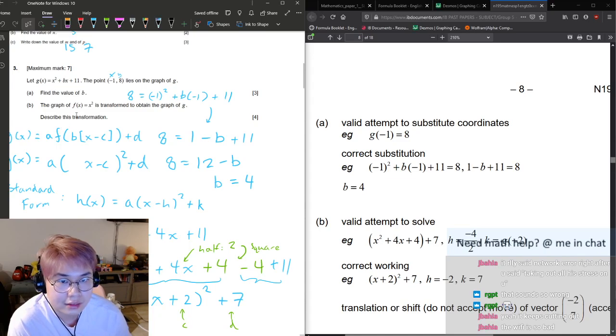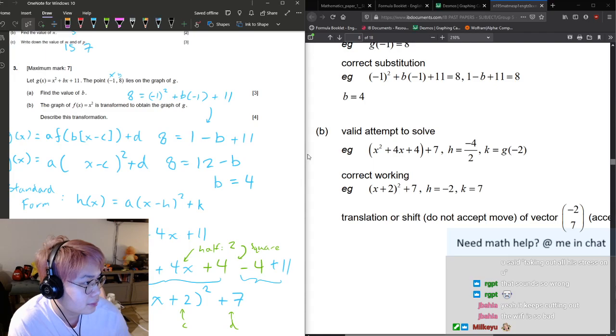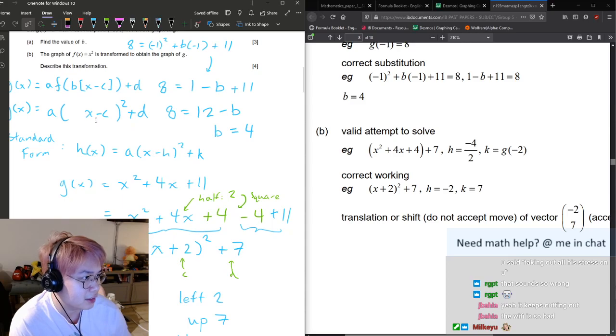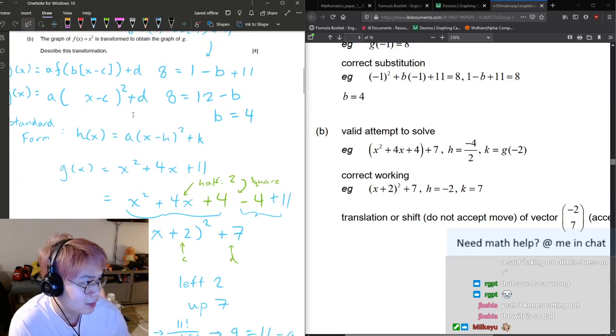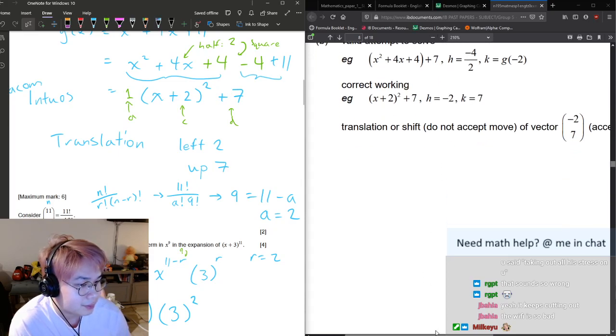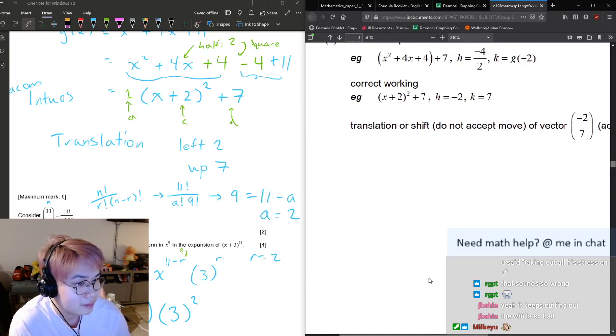Okay. Find the value of B. I have 4. They have 4. This one was a really interesting question about the transformation and how vertex form is actually the transformations, so you need to complete the square. So I said the transformations are left 2, up 7. So the question says left by 2 and up by 7. Very good.